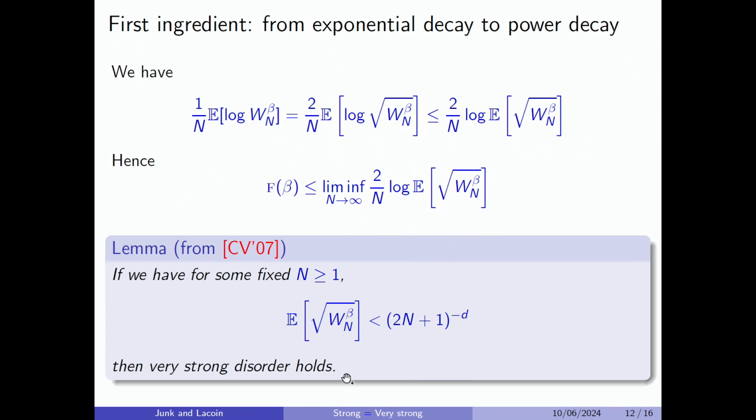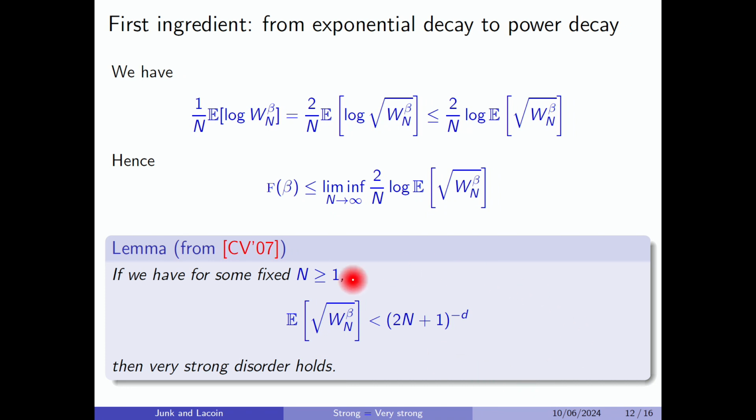So what we are going to show is really that the expectation of the square root of Wn decays exponentially. If you have strong disorder, you already know that the expectation of the square root of Wn goes to 0. What we have to show is that it goes to 0 sufficiently fast, and sufficiently fast is just like a power of n. There is some kind of bootstrap argument that tells you that if for some n, the expectation of the square root of Wn is smaller than a negative power of n, then you know that it decays exponentially.